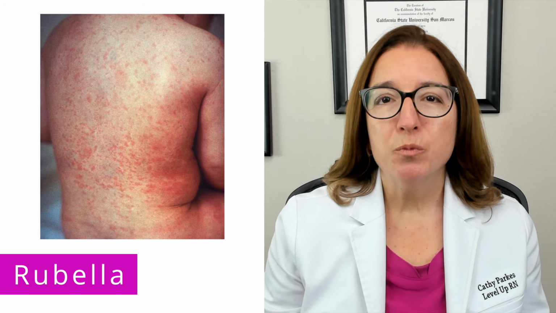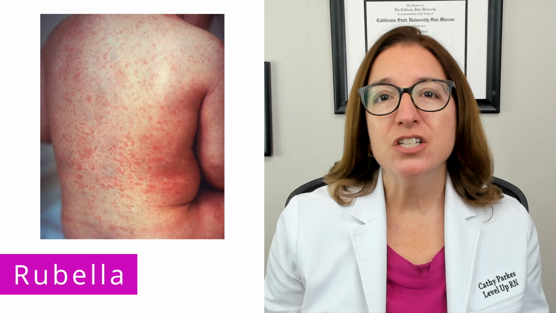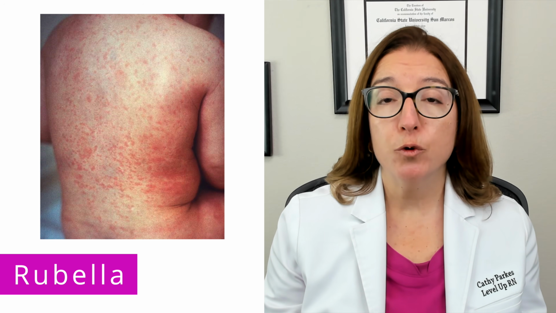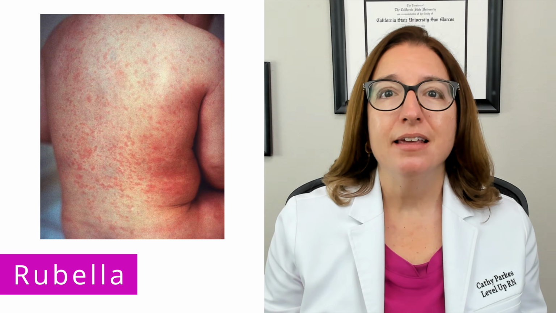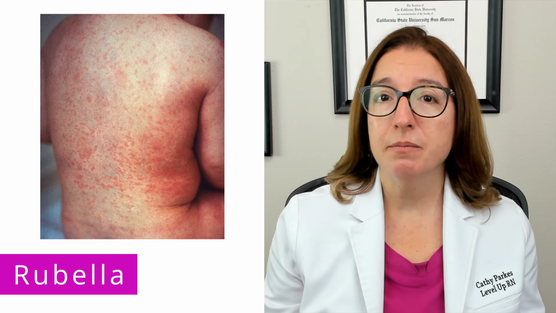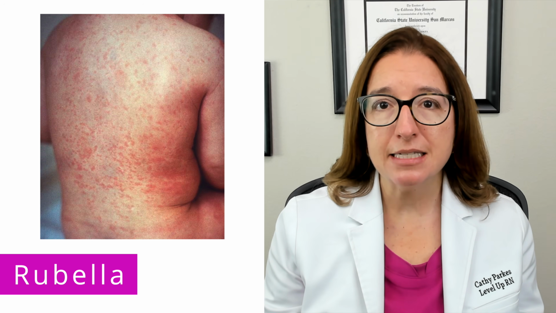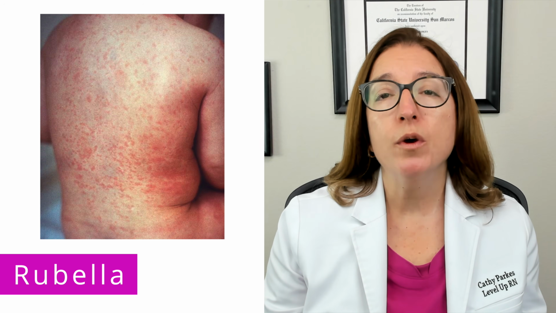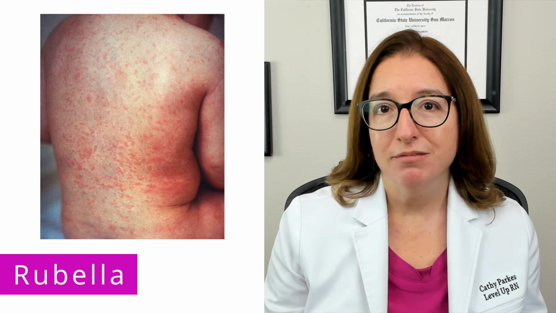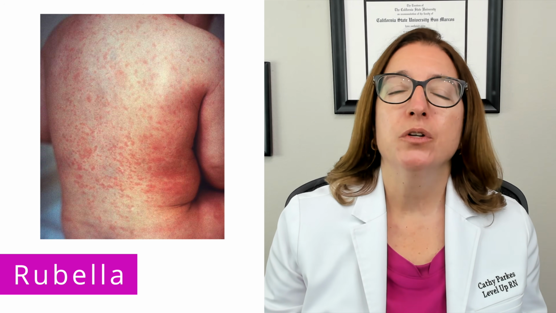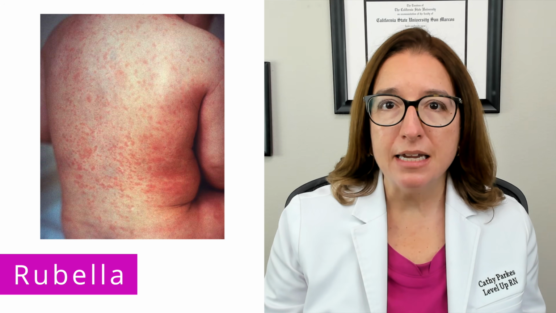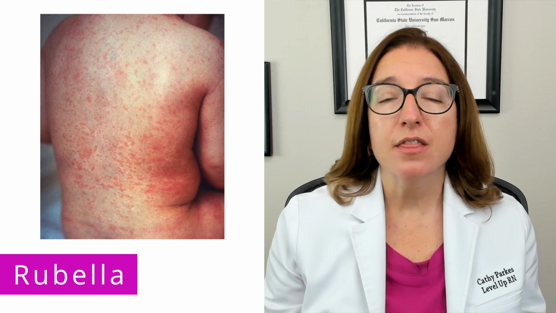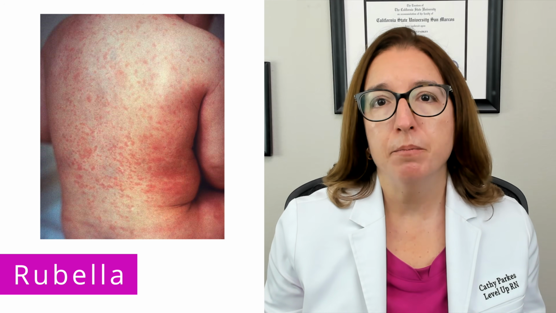Now let's talk about rubella. This is a contagious viral illness that is spread through respiratory droplets. The incubation period is approximately 12 to 23 days. And just like measles, rubella is preventable with the MMR vaccination. Signs and symptoms include a low-grade fever and malaise, followed by a rash that starts on the face and neck and then spreads to the rest of the body.